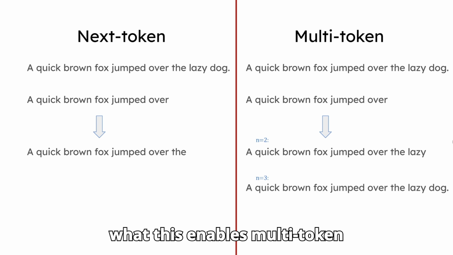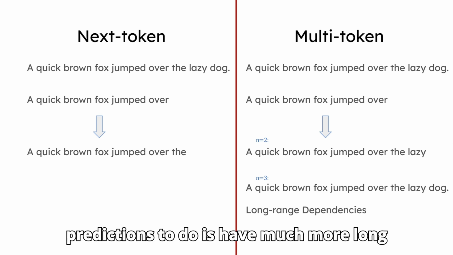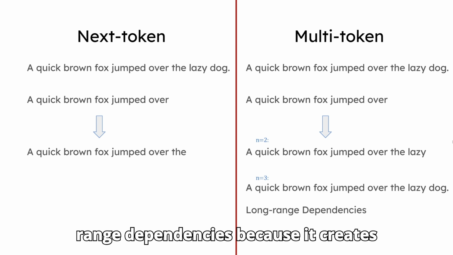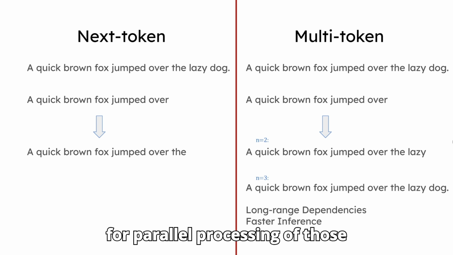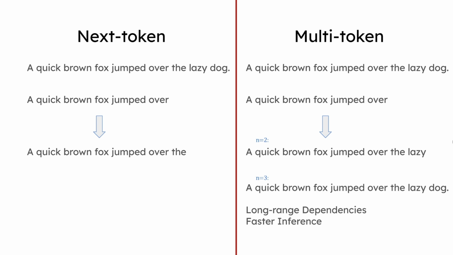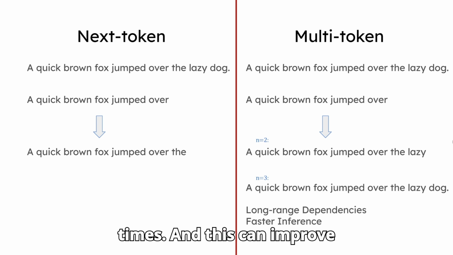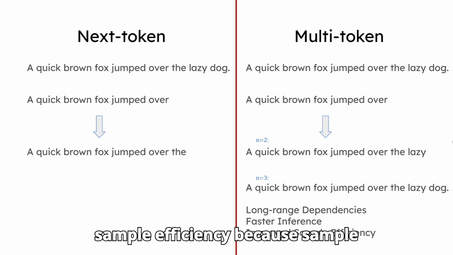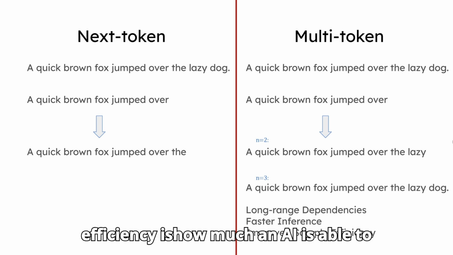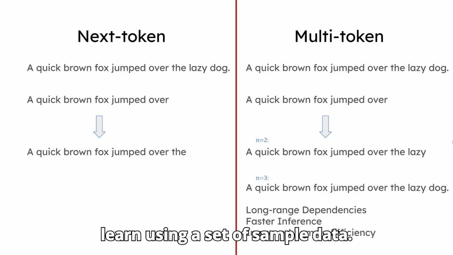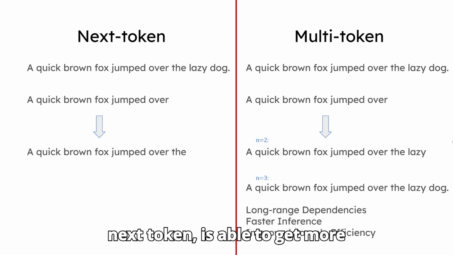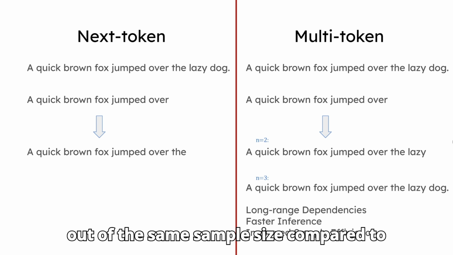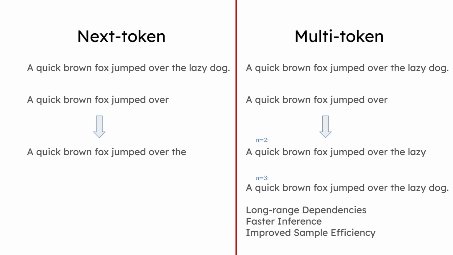So what this enables multi-token predictions to do is have much more long-range dependencies because it creates many different and longer token predictions. This also allows for parallel processing of those multi-token predictions, which can increase inference times, resulting in lower wait times. And this can improve sample efficiency because sample efficiency is how much an AI is able to learn using a set of sample data. And so that means that DeepSeek, since it uses multi-token predictions instead of next token, is able to get more out of the same sample size compared to existing AI models.